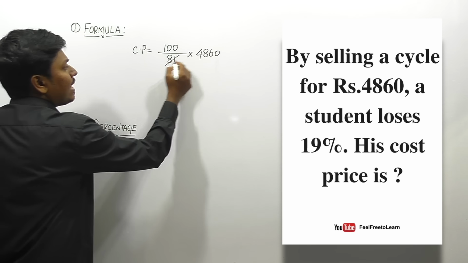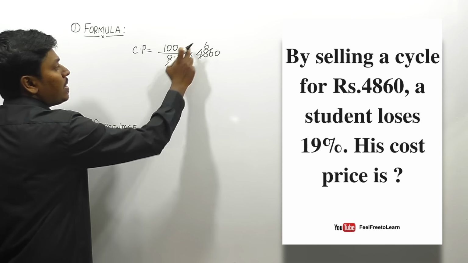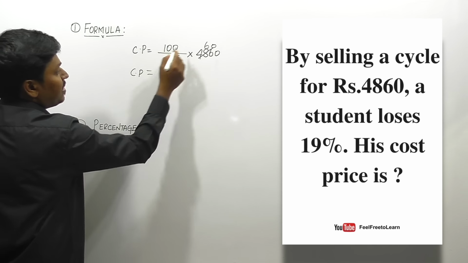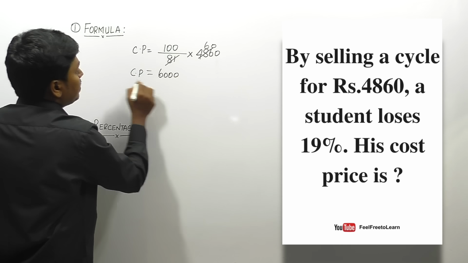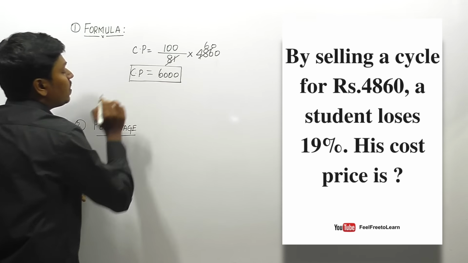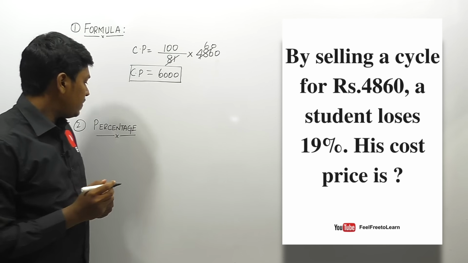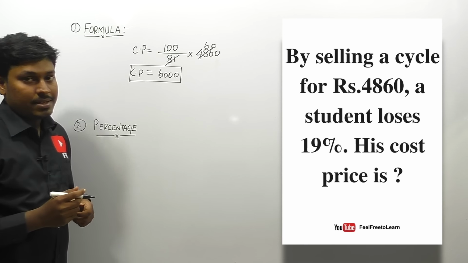I think we can directly cancel this on the 6 table. So 81 into 6 will be 486. So it's 60. So finally we can say that cost price will be 6,000. So friends, by using a formula method, we got the answer, that is 6,000 will be the cost price of the cycle. So friends, now let me move on to the percentage method.